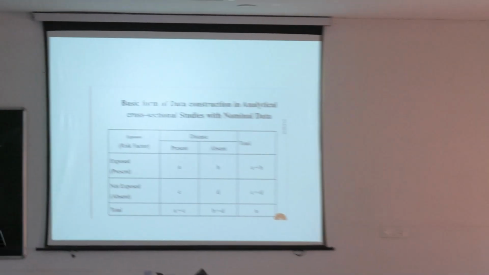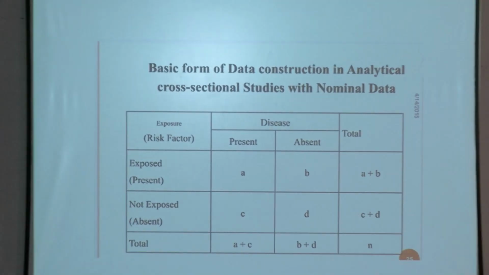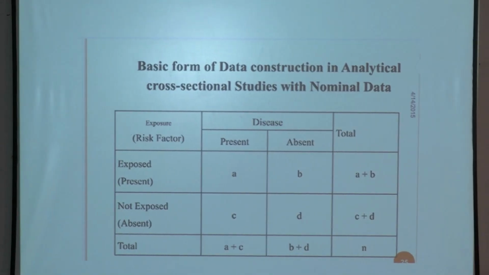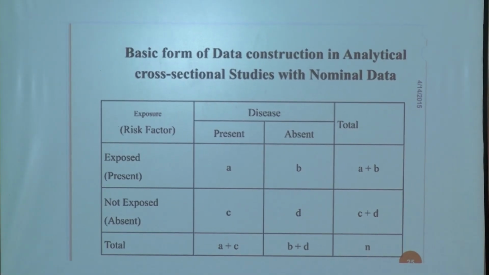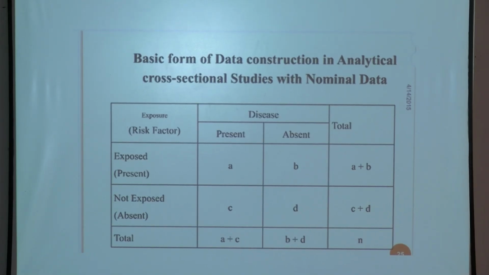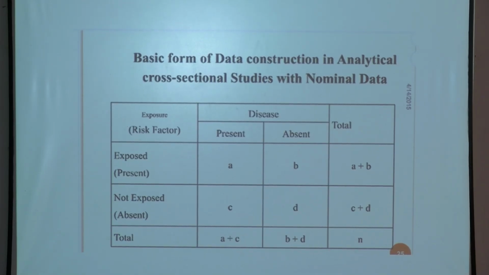Okay, fine. Now, how many people are exposed to the risk factor? Don't look at your friend, look at the board. How many people are exposed to the risk factor? A plus B is exposed to the risk factor. How many are not exposed to the risk factor? C plus D, okay, fine.